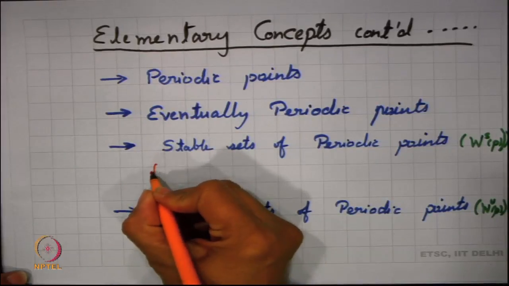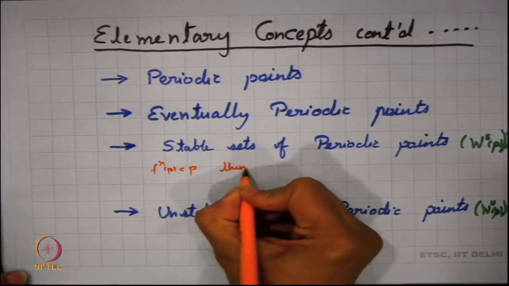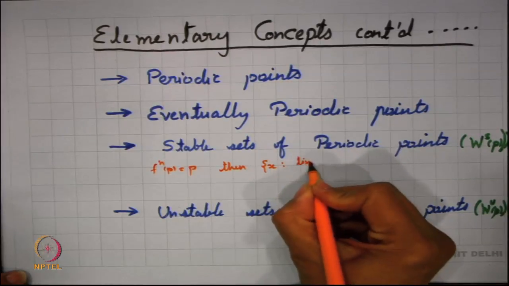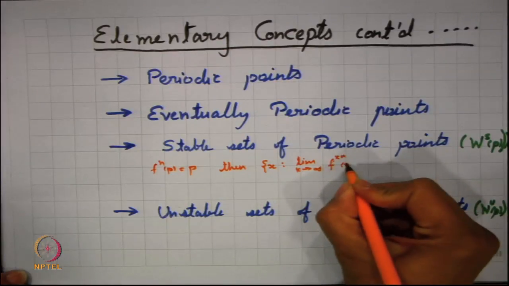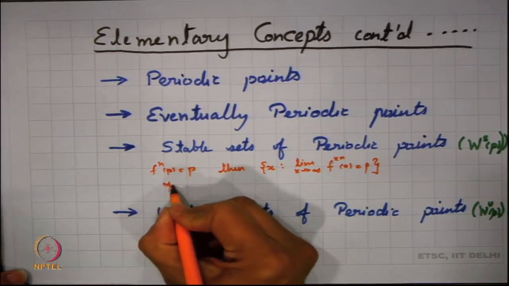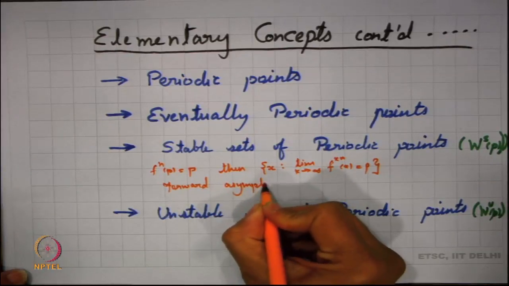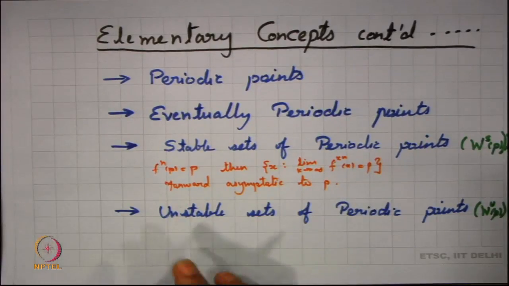We can recall that once again. So, these are basically, if P is a periodic point of period n, then I am looking into all x for which the limit as k tends to infinity of f^{kn}(x) is P. So, these are the points which are forward asymptotic to P. And this is what is our stable set.